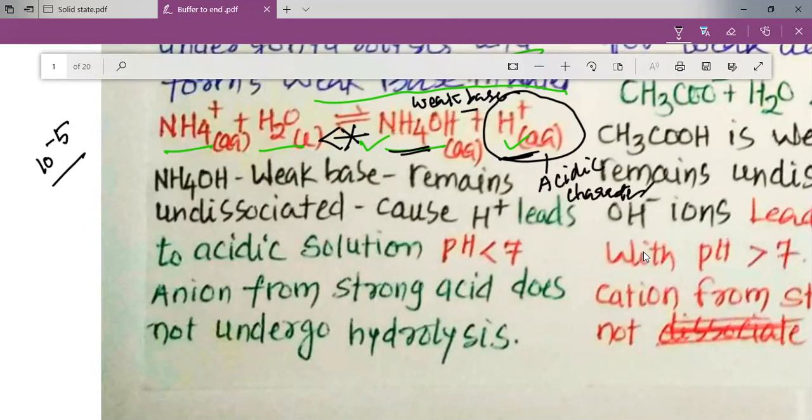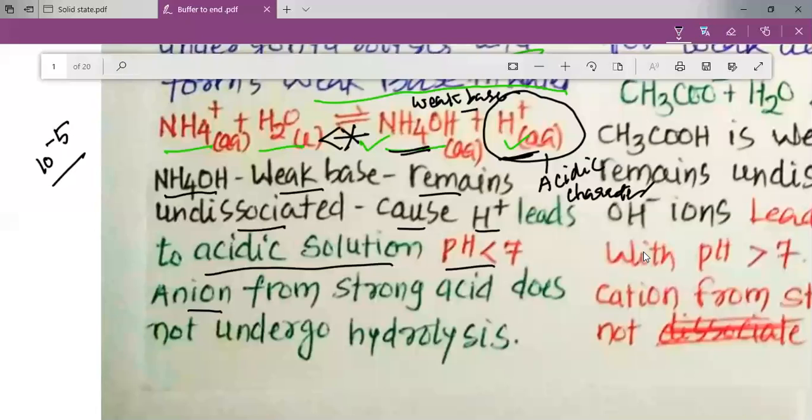So due to the presence of these H plus ions, my dear students, the solution of our NH4Cl is acidic in nature. Because these H plus ions remain in the solution, as NH4OH does not react with the H plus, or NH4OH is not able to accept the H plus, and thus this H plus remains in the solution, which gives the acidic character to the solution of NH4Cl, and that is why it is called the acidic salt. NH4OH, which is a weak base, remains undissociated, and that is what causes the H plus ions to give an acidic solution, where the pH is less than 7.